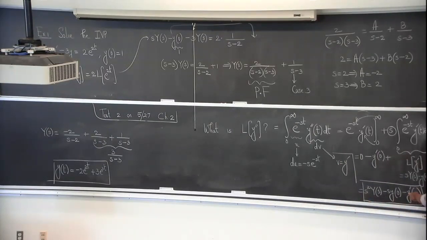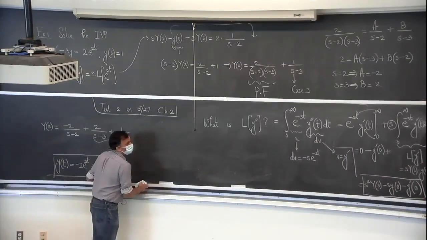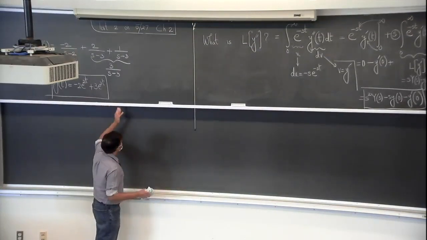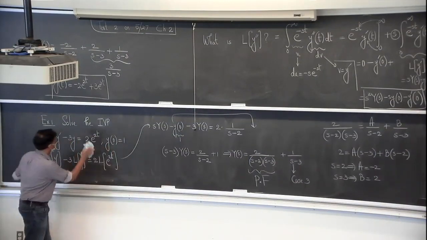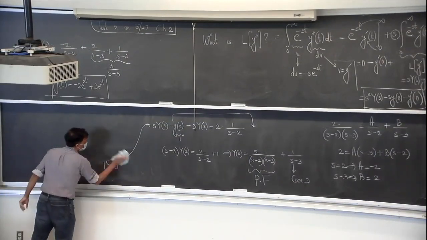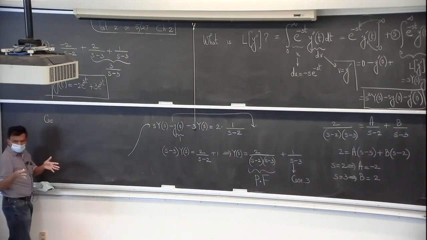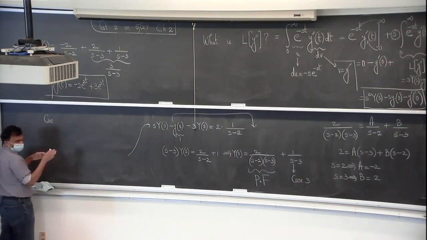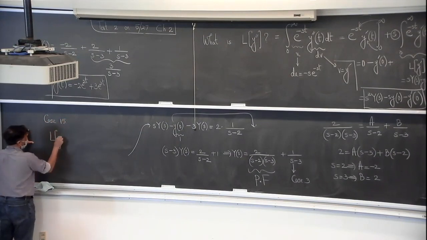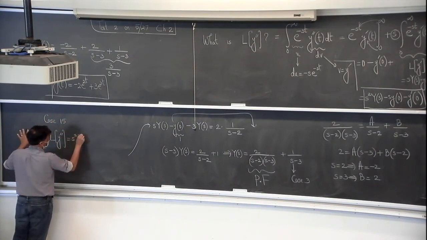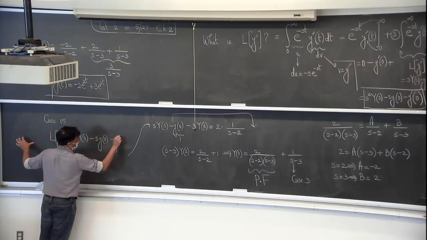Probably the worst location to write it, so let me write it once more. So case number 15, I would guess. Or is it just 14 part B? I forgot, I don't know if I listed it as a separate case. Either way, L of y double prime equals s square y of s minus sy of 0 minus y prime of 0.